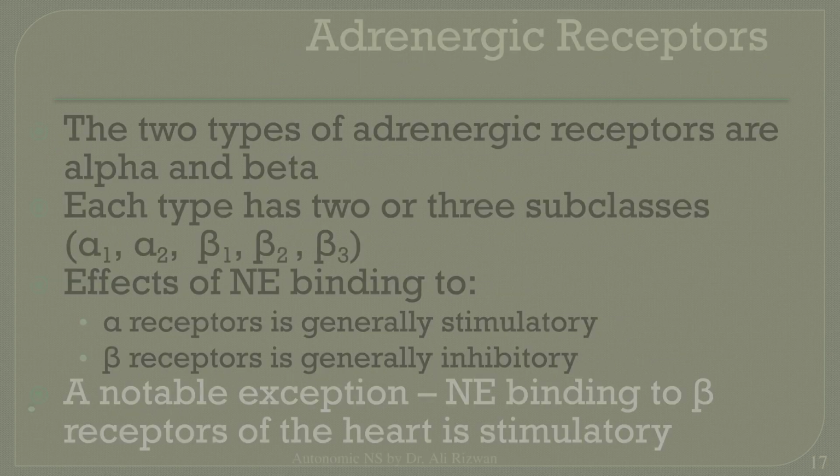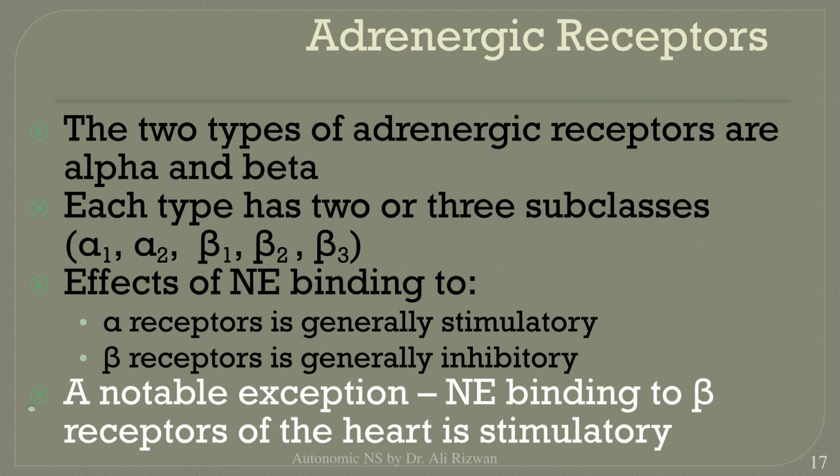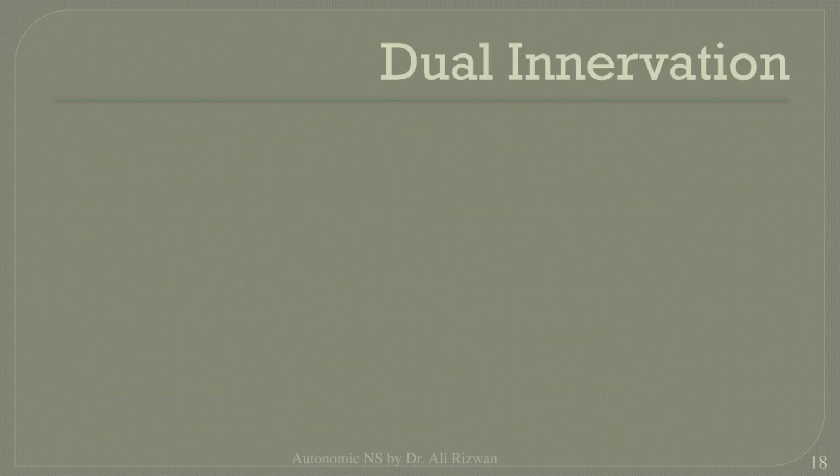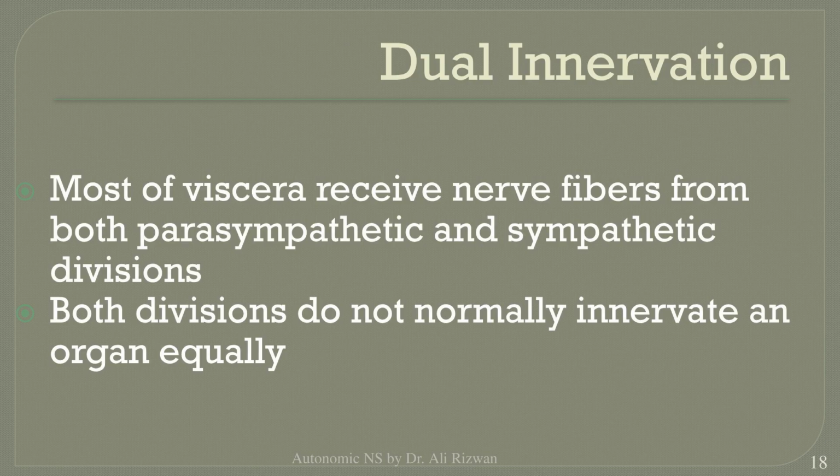Adrenergic receptors are categorized into alpha and beta types, each with several subclasses. Generally, alpha receptors are stimulatory, while beta receptors are inhibitory, though a notable exception exists in the heart, where beta receptor binding is stimulatory. Most visceral organs are governed by dual innervation, meaning they receive nerve fibers from both the sympathetic and parasympathetic divisions. Importantly, these two systems do not typically innervate an organ with equal intensity.